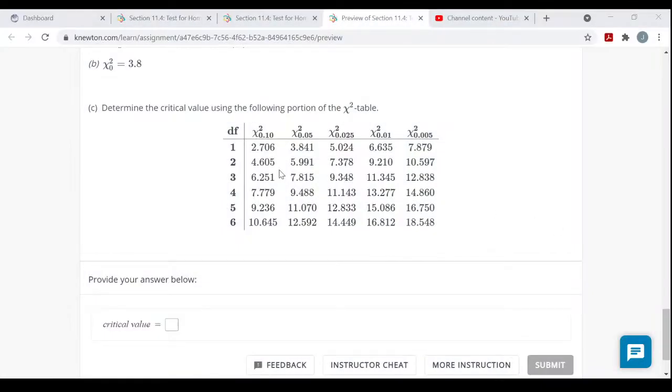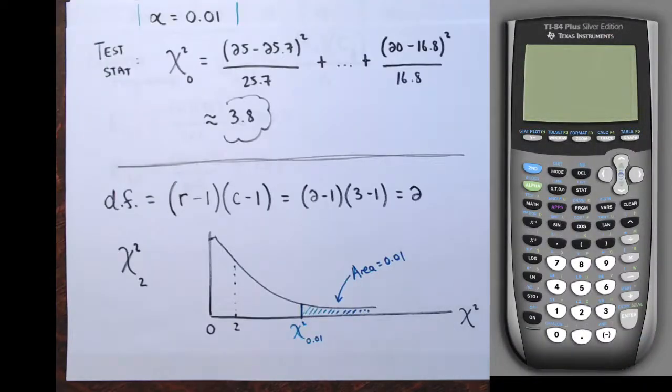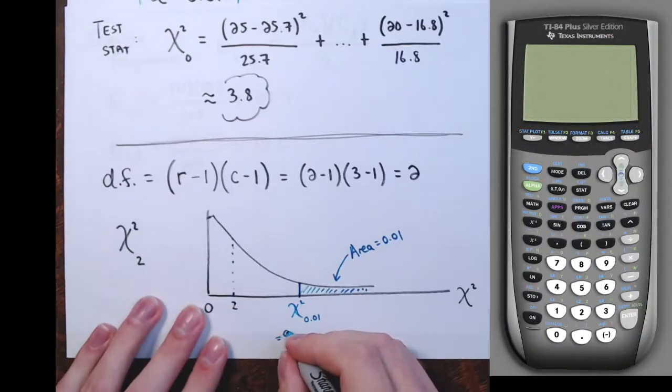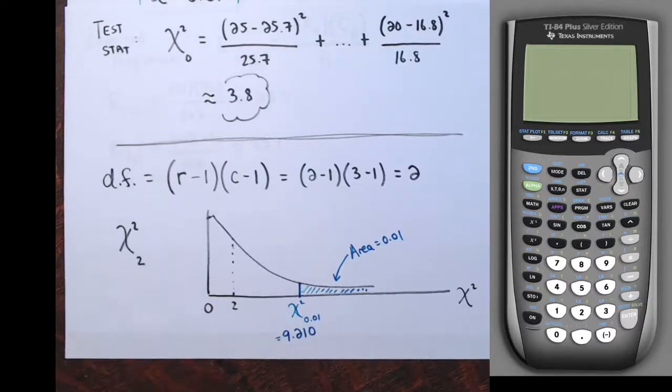Right? So again, 2 degrees of freedom. So I'm in this row with the 2 degrees of freedom. And we're looking for the chi-squared value with 0.01 as a subscript, the area 1% to the right. So that's this value here, 9.210. That's our critical value. Alright, so this is 9.210. And that's what I'll enter in a second.